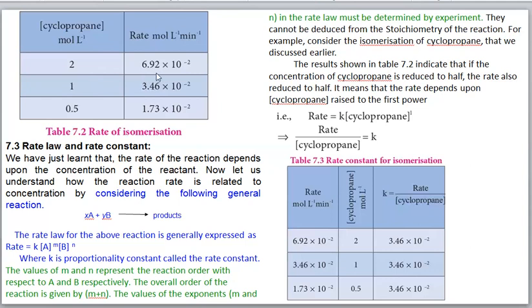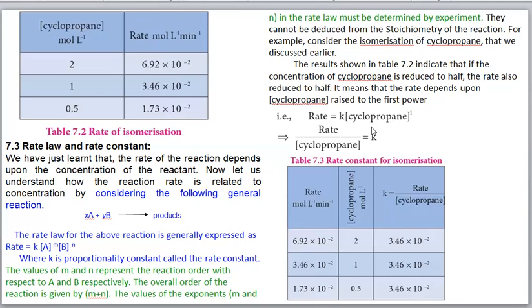Now what about the reaction rate? The reaction rate is also just half of this value. Again, the concentration is 0.5, and this rate is again half of this value. It means that the rate depends upon the concentration of cyclopropane raised to the first power. So rate equals rate constant into cyclopropane concentration to the power 1. This is the rate law for the isomerization reaction of cyclopropane.